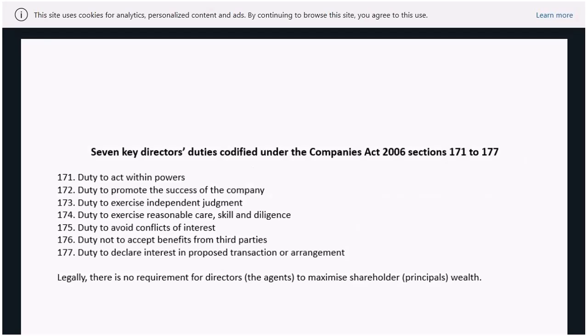This is interesting. I don't know whether you went on to this, but this might be something you want to include in your submission if you've got enough word space. According to the Companies Act, there are 7 key directors' duties, which I've put down there. Now, legally, as I put at the bottom, there's no requirement at all for the directors or the agents to maximise the principal's wealth. That is not one of the director's duties.